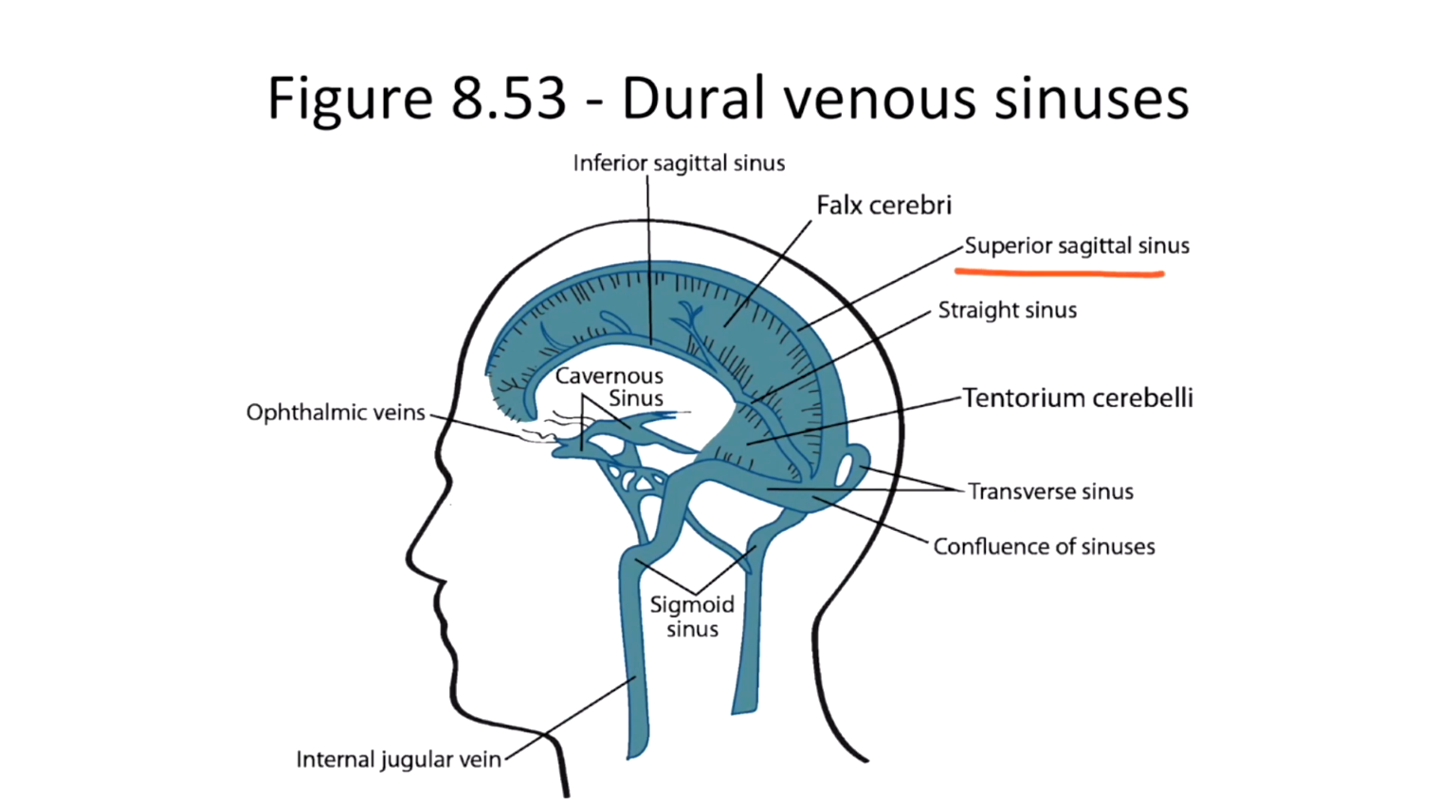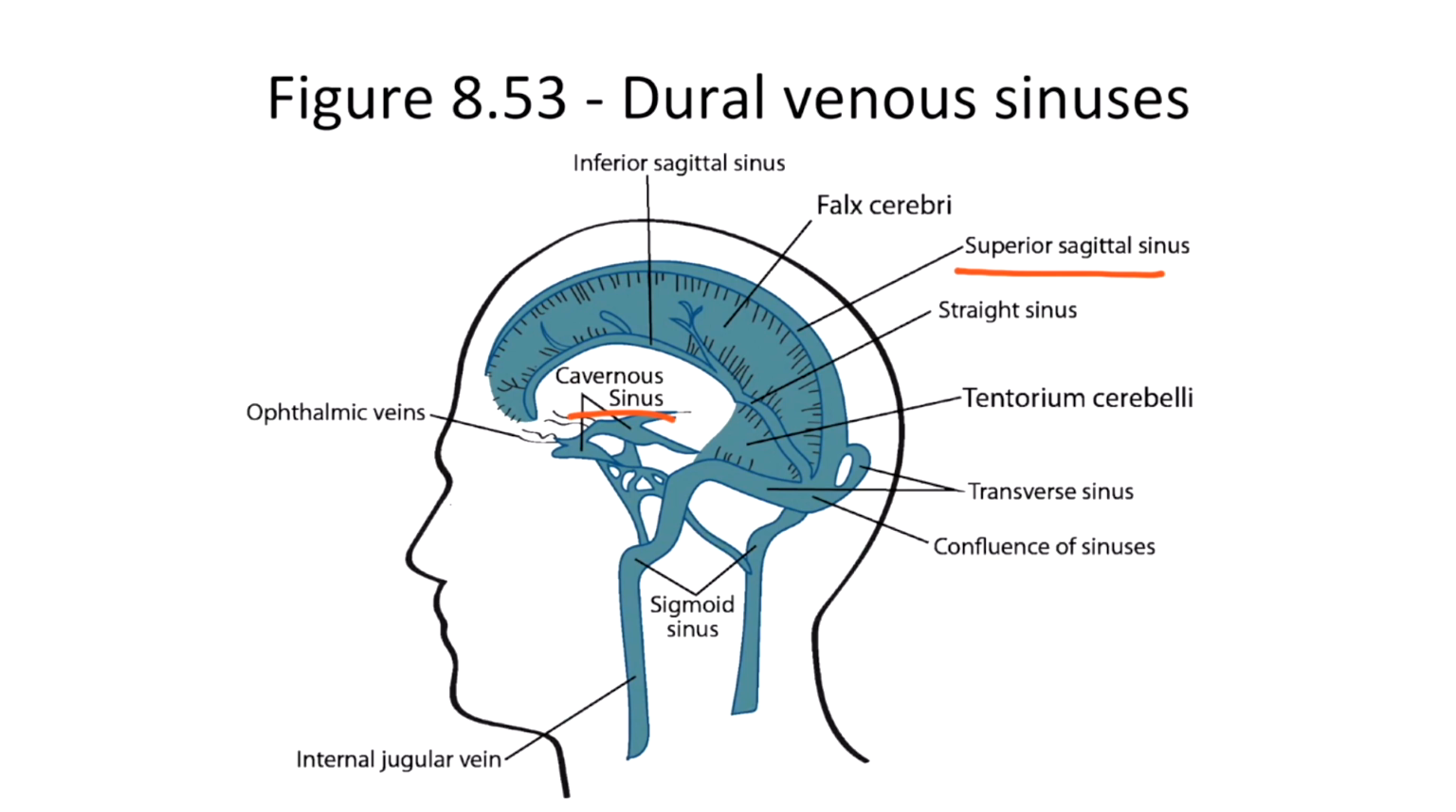The superior sagittal sinus is important because it receives CSF from the arachnoid granulations. The cavernous sinus is important because it contains cranial nerves 3, 4, parts of 5, 6, and the internal carotid artery, which we've talked about in previous lectures.